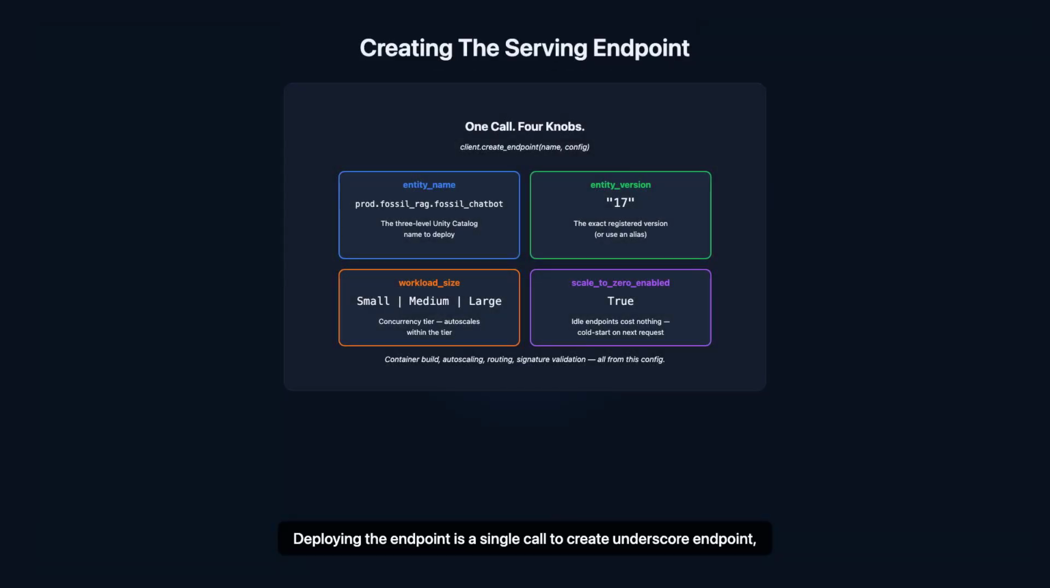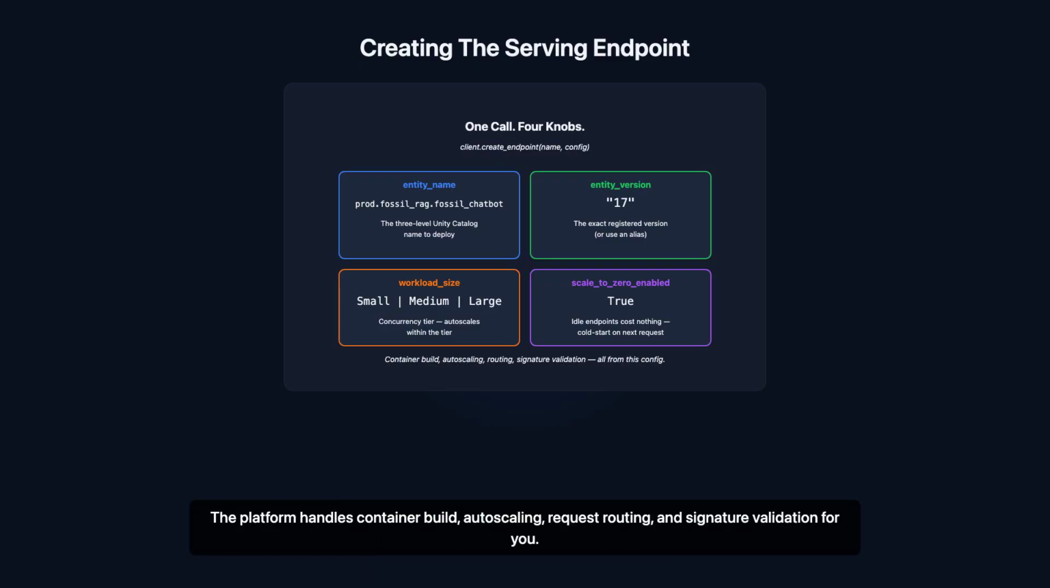Deploying the endpoint is a single call to create_endpoint, and the config has 4 knobs worth knowing. Entity name is the 3-level Unity Catalog model you're shipping. Entity version pins the exact registered version, or you can point at an alias instead. Workload size picks the concurrency tier, small, medium, or large, and the endpoint auto-scales within that tier. And scale to 0, when enabled, drops idle endpoints to 0 cost and cold starts them on the next request. That config block is the whole deployment. The platform handles container build, auto-scaling, request routing, and signature validation for you.